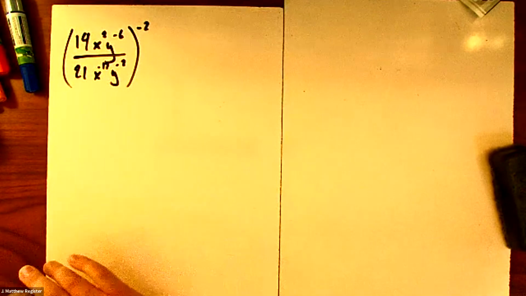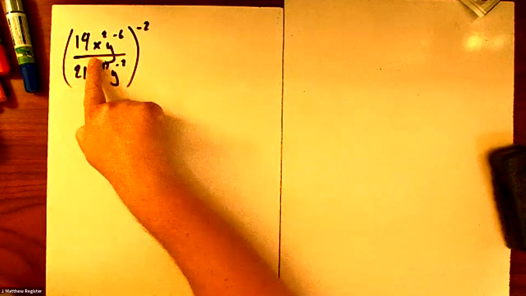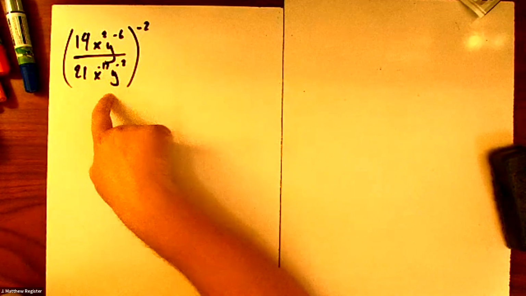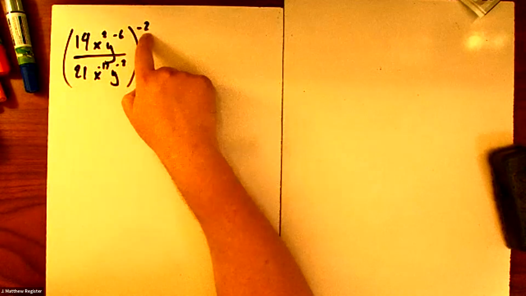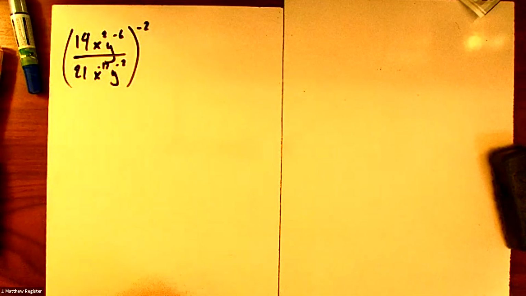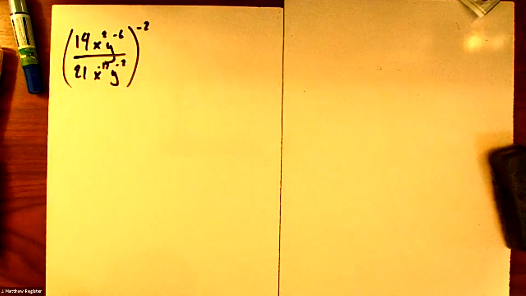And so with this one, we have a lot of different things going on. It's (14x squared y to the negative 6) over (21x to the negative 17 y to the negative 2), all to the negative 2. Somehow we've got to reduce this thing. We can start on the inside, or we could try and deal with the outside first. But honestly, going from the inside out is probably the better way to approach this one.